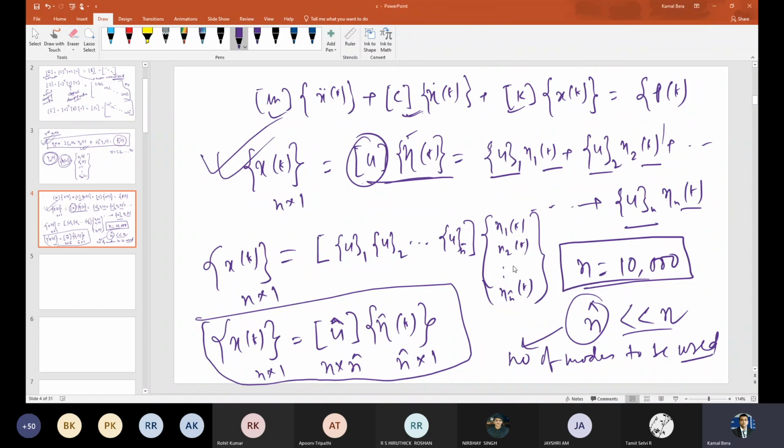Very good. So basically, instead of all n modes, I want to truncate it to n hat, where n hat is much less than n. In that case, my x(t) is now U hat times eta hat. So if I substitute this in my equation of motion, what will happen?